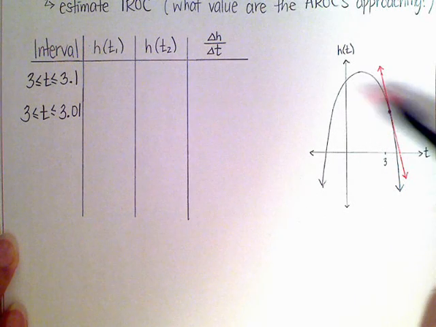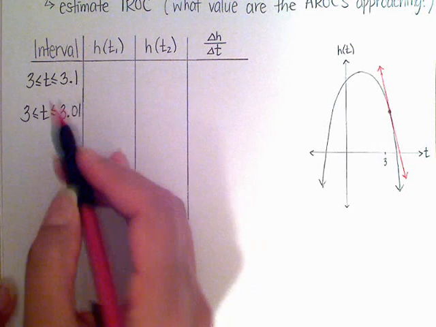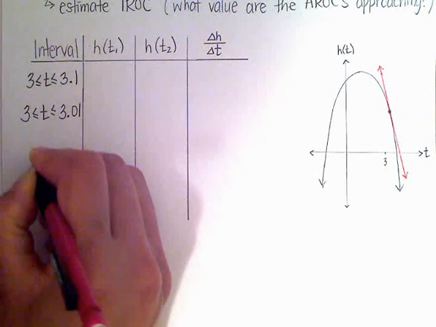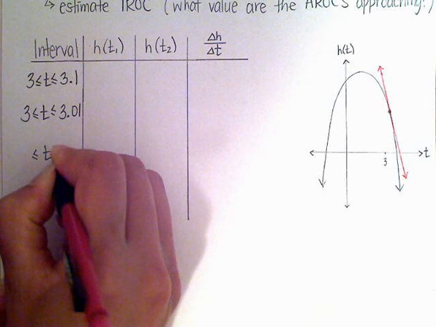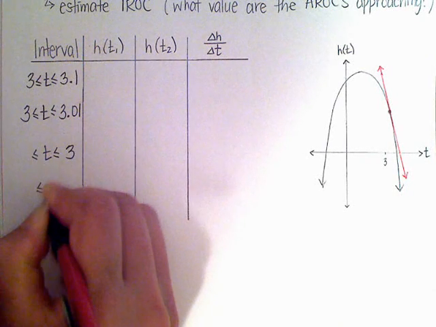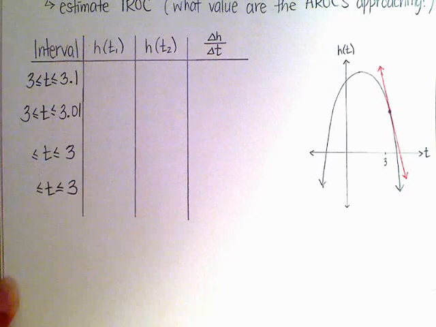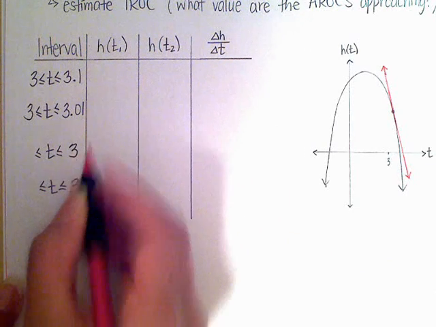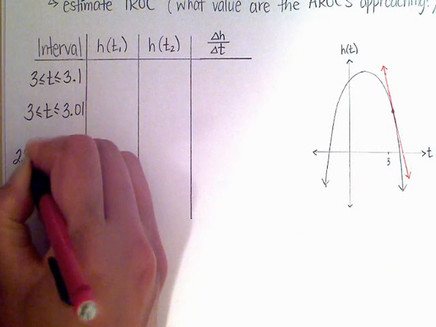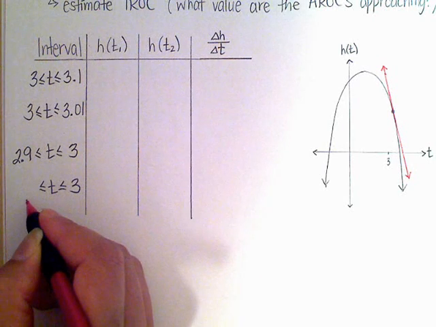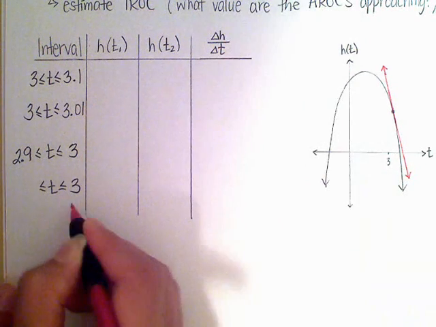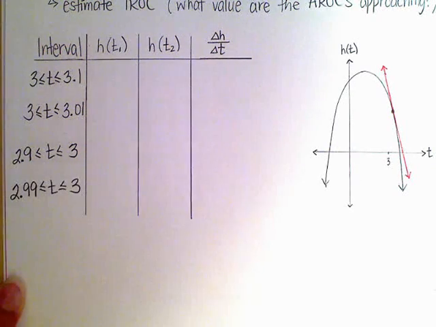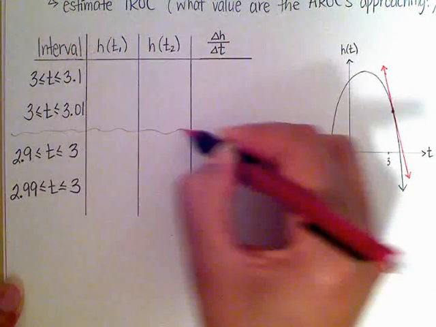I'm going to do the same thing on the left hand side. So this time, instead of 3 being my starting point, it'll end up being my ending point. And we'll talk about what our starting point can be. First I'm going to have a point that's 0.1 units away from 3, so that would make it 2.9. And then I'll have a point that's 0.01 units away from 3, so that would be 2.99. Okay, and so there are my intervals approaching it from the right hand side and then from the left hand side.